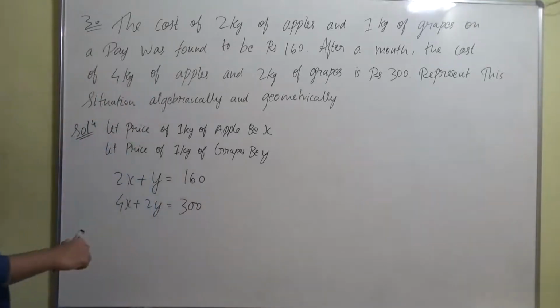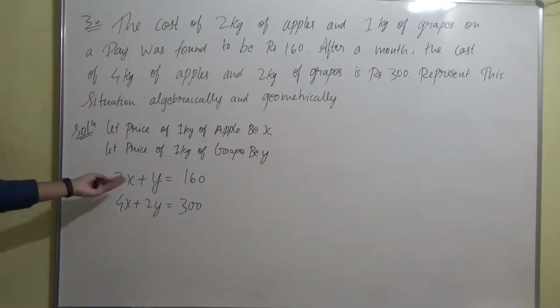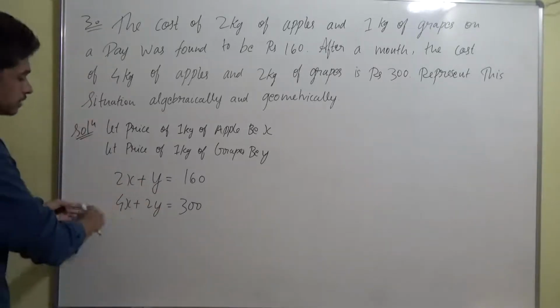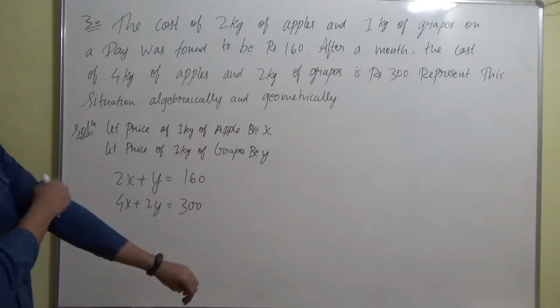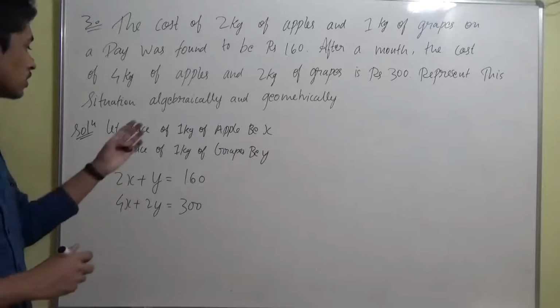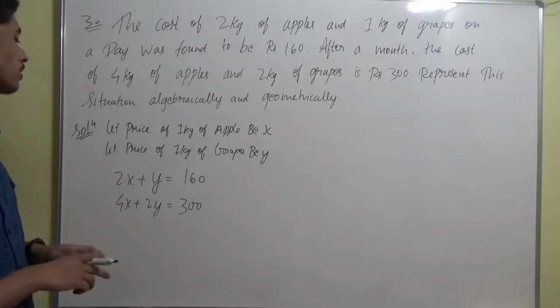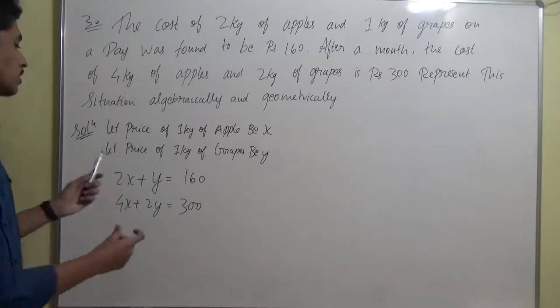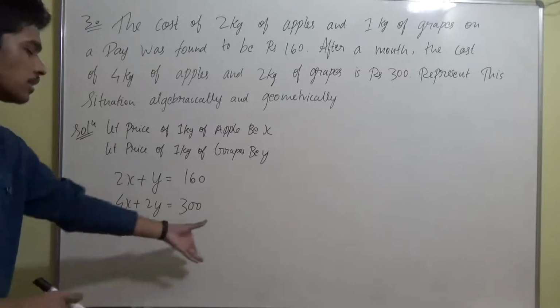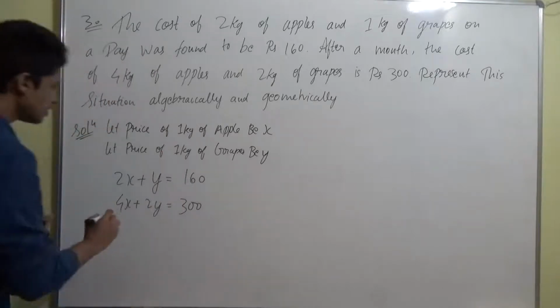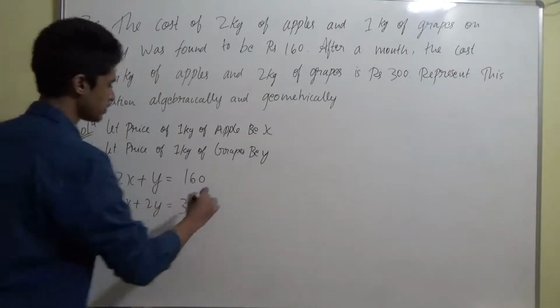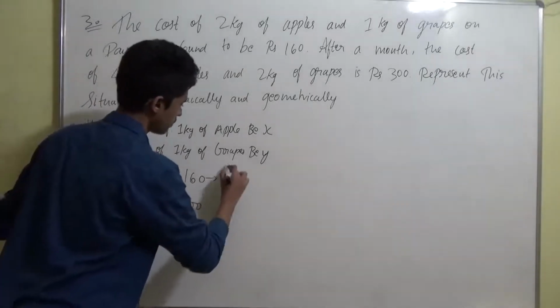Right? Now they are telling us to represent the situation algebraically and geometrically. Algebraically we have already represented it, guys. This is the algebraic representation. The only thing left now is the graphical or geometric representation. For that, we have to find the values of coordinates. We have to make a table and find the values of X and Y so that we can plot it in the graph. Let's do it for the first equation now.